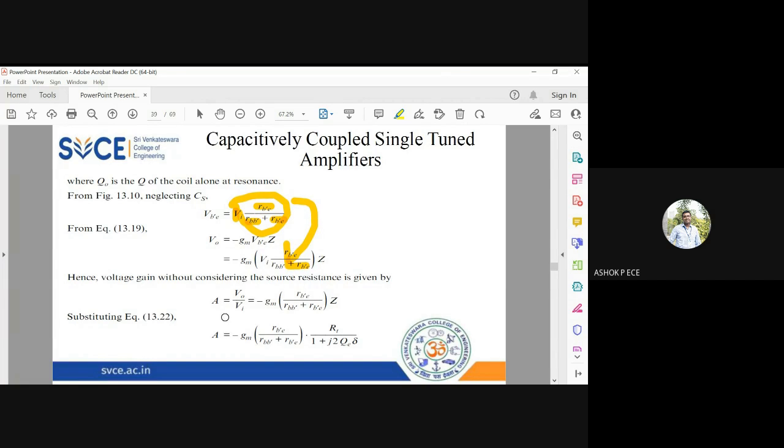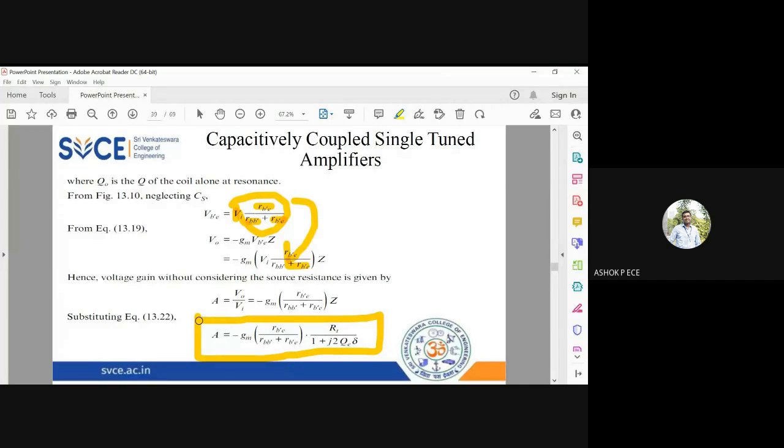In the beginning we have assumed the gain of the amplifier is capital A, right? So capital A is equal to V naught by Vi, which is minus GM into Rb dash e divided by Rbb dash plus Rb dash e, into Z, and substitute the value of Z equal to RT by 1 plus J2 QE into delta. Once we know the expression for gain, we can find all the other parameters like bandwidth, the maximum resonating frequency, the maximum gain. Everything we can find easily once we know the expression for capital A.